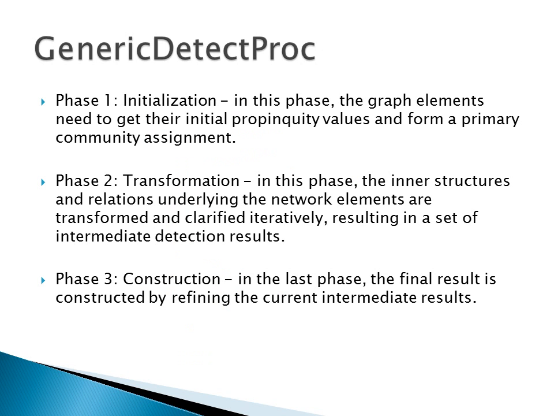The generic detect proc is broken up into 3 separate phases. Phase 1 is called initialization. In this phase, the graph elements need to get their initial values and form a primary community assignment. In phase 2, called transformation, the inner structures and relations underlying the network elements are transformed and clarified iteratively, resulting in a set of intermediate detection results. And phase 3 is called construction. In the last phase, the final result is constructed by refining the current intermediate results.